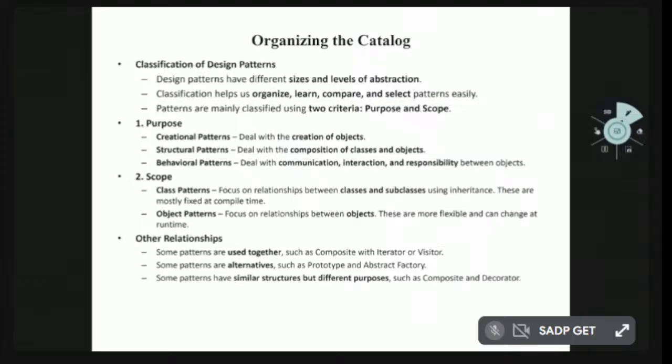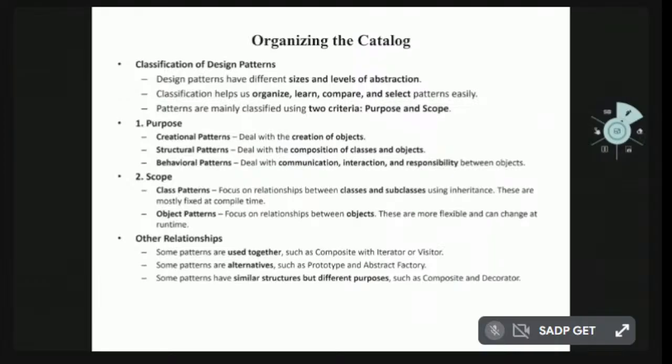Okay. So coming to the organizing of the catalog, we have three different kinds of catalog: creational, structural and behavioral. So how to organize these catalogs is our next question. That is organizing the catalog. These catalogs have classifications: one is creational, the other is behavioral, the other is structural.